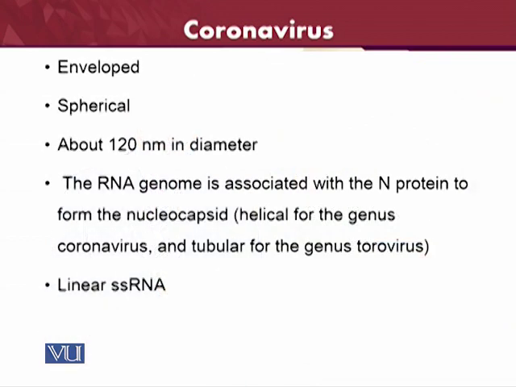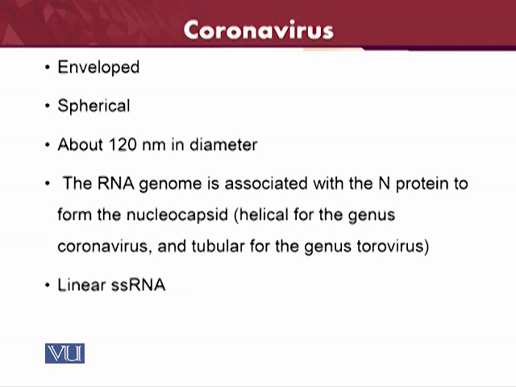They are enveloped and spherical viruses, about 120 nanometers in diameter. The RNA genome is associated, most importantly, with the N protein to form the nucleocapsid, helical for the genus coronavirus and tubular for the genus torovirus. Of course, it is associated with two different genera, torovirus and coronavirus. We will study them in detail also, the diseases caused by the coronavirus and the torovirus.